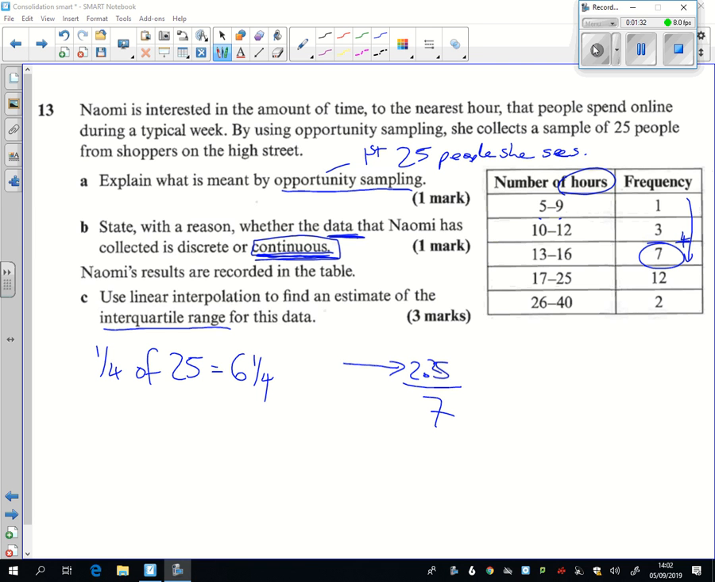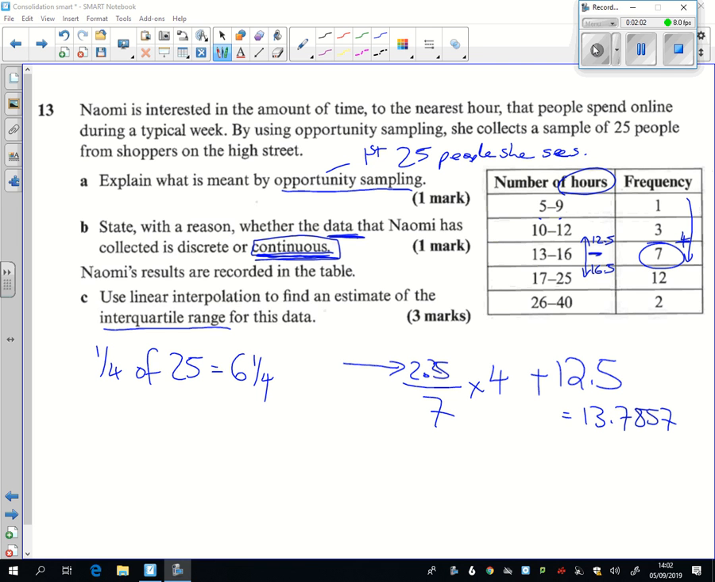So we're going 2.25 out of that 7 times by the width. Now the width of this one, notice this is going from 12.5 to 16.5, so the width of this one's 4. And we're going that far into this group here, so clearly it's got to be bigger than 12.5. So this is the calculation we're doing here. That works out to be 13.7857.